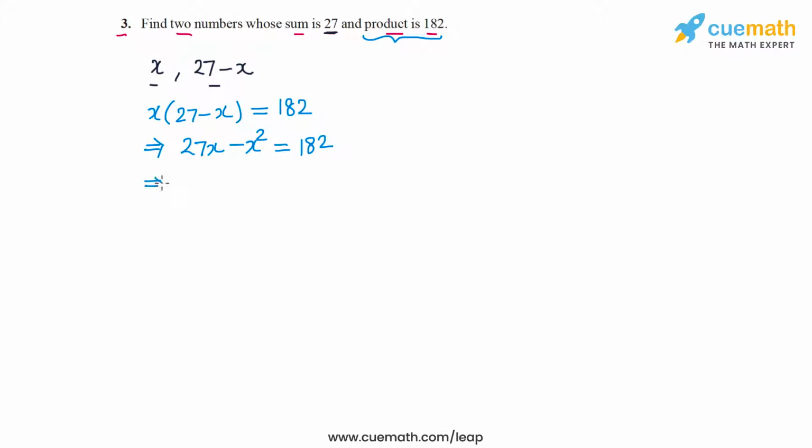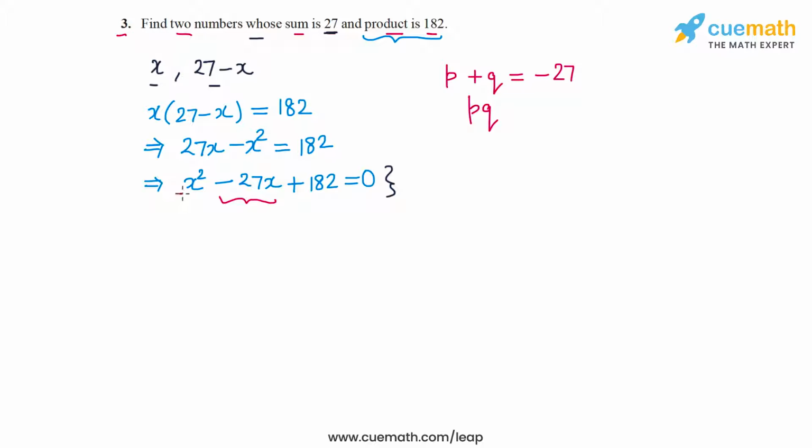Now let's move all the terms on the LHS to the right hand side. So we get x square minus 27x plus 182 equal to 0. So this quadratic equation models the situation given to us in the problem statement. Now to solve it, we will split the middle term minus 27x by finding two numbers p and q whose sum is equal to minus 27, which is the coefficient of x, and whose product is equal to the coefficient of x square, which is 1, times the constant term, so that's 182.